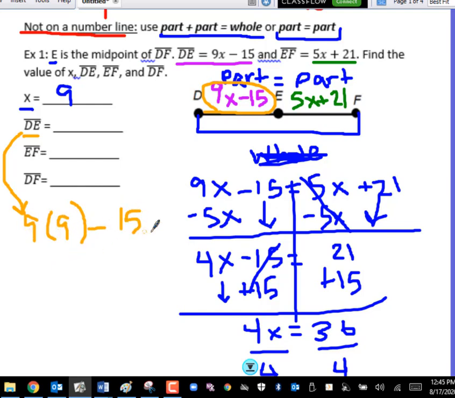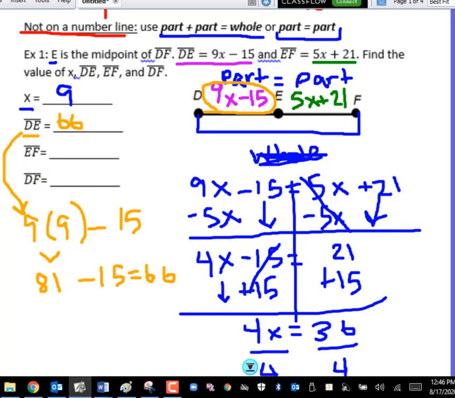So you could type this all in the calculator at once, or you can do it in steps. So I know 9 times 9 is 81, minus 15. 81 minus 15 is 66. So that's DE is 66. After I plug in the number for x, what do I get? I get 66. That's that side.